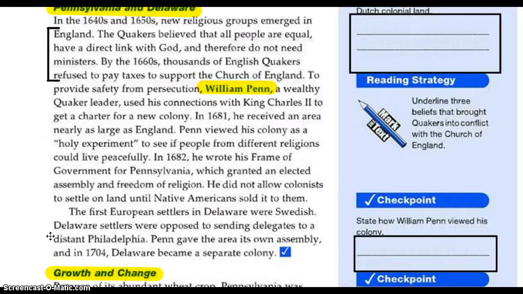Okay, so we have a couple of different things to do in this section as part of our checkpoint. First, there is this reading strategy, and the reading strategy asks us to underline 3 beliefs that brought Quakers into conflict with the Church of England. You can underline these or you can highlight them. Either way is just fine. But that section is right here in this bracketed area. Go ahead in there and highlight the 3 beliefs that Quakers had that made them have conflicts with the Church of England. You don't have to write anything down, but you do need to highlight those 3 beliefs.